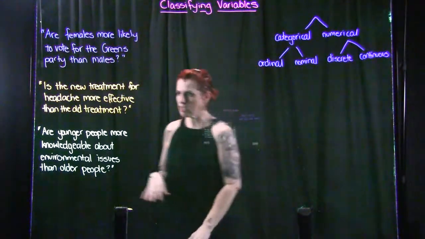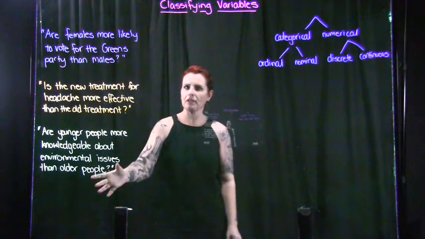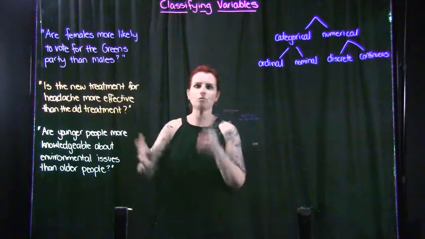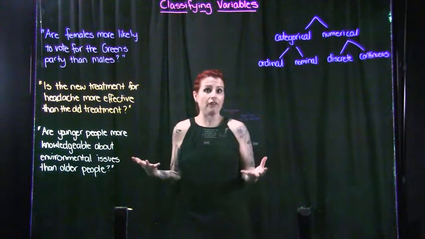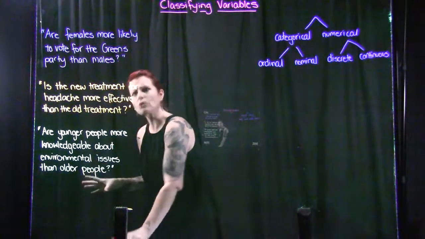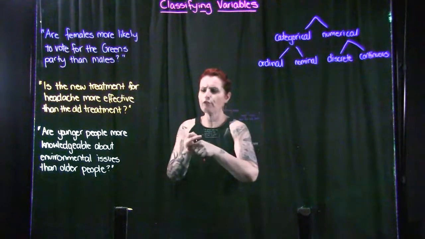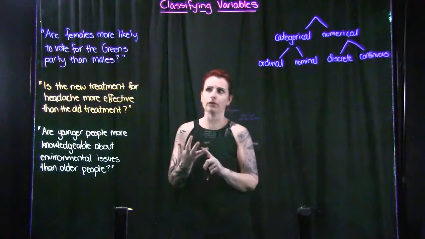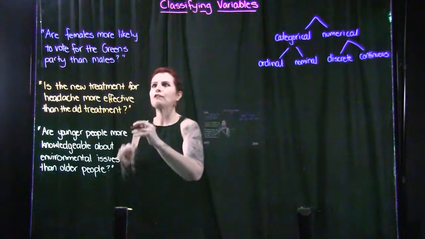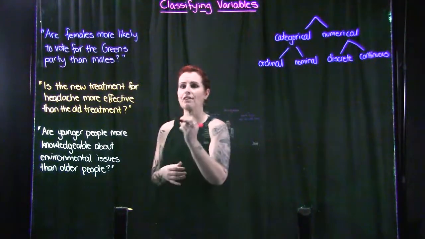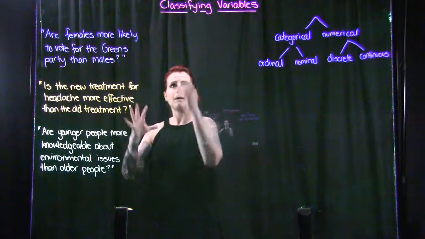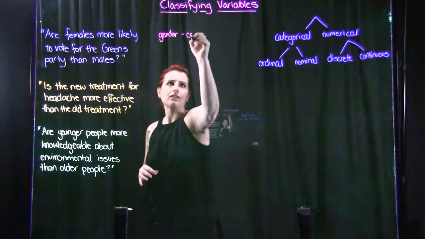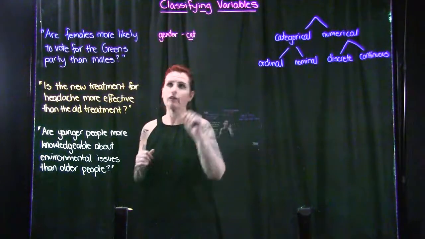So remembering this, I've got these three different associations. So these are investigating the association between two variables, which is bivariate data. We're going to have a look at these two variables and just decide, first of all, what the two variables are and whether they're categorical or numerical. So in this first one, are females more likely to vote for the Greens party than males? So we've got females and males, so that's gender, and that's a category, so categorical.